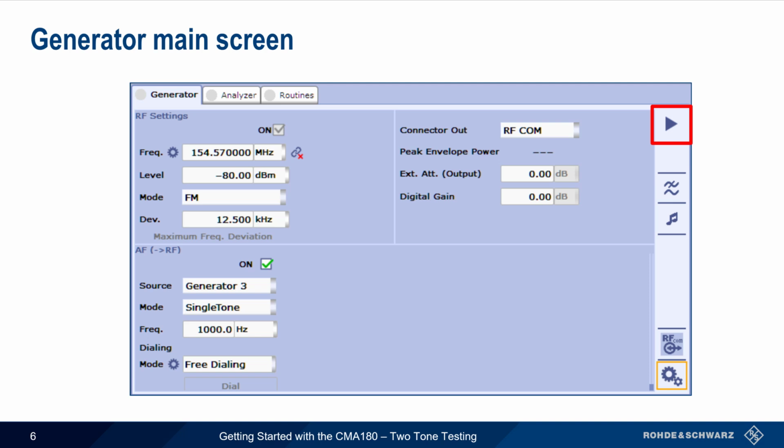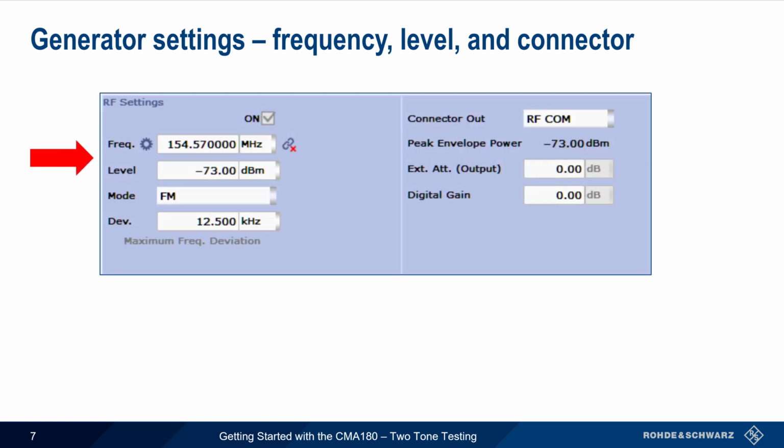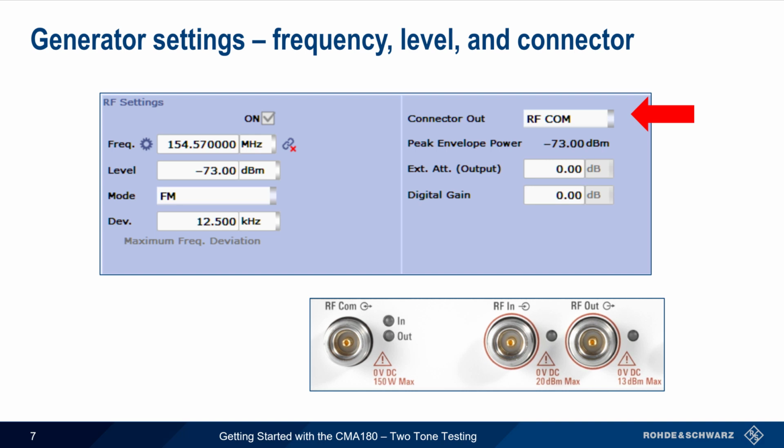Let's now go through each of these areas step by step, starting with the RF and connector settings. Under RF settings on the left side of the screen, the frequency, level, and modulation type or mode can be configured. In two-way radios that use two-tone signaling, the mode is usually FM. Note too that if FM is chosen, the deviation must also be specified. On the right side of the screen, the output RF connector, either RF COM or RF out, can be chosen. The amount of external attenuation in the signal path, for example due to cables, can also be specified.